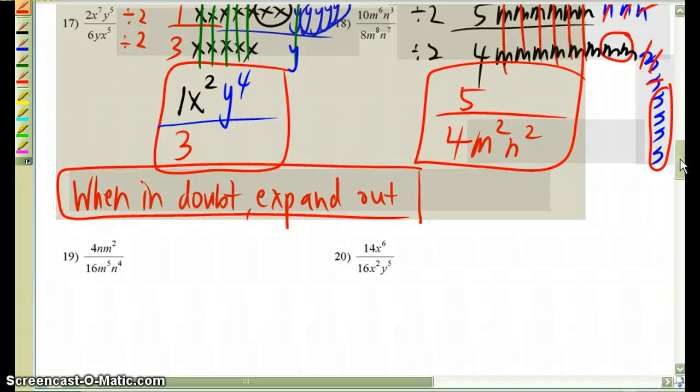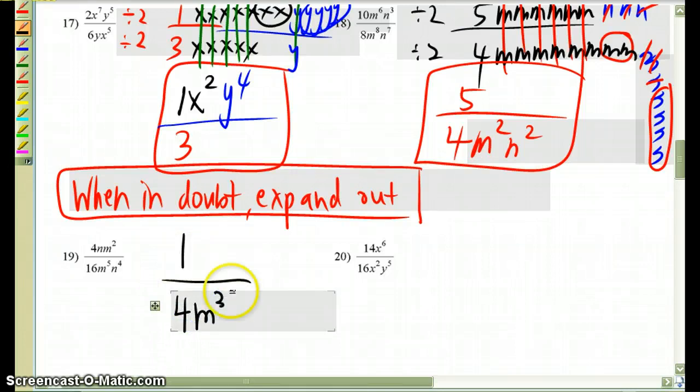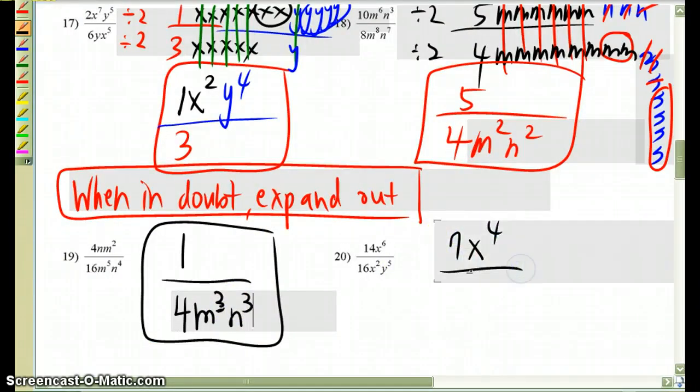18 and here's 19. I'm not going to work it out. I'm just going to give you the answers. If you need more help, please ask me in class. 1 over 4, m to the 3rd, and n to the 3rd. Answer. And number 20 is going to be 7x to the 4th over 8y to the 5th. Answer.